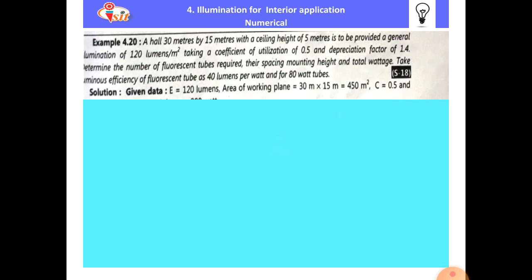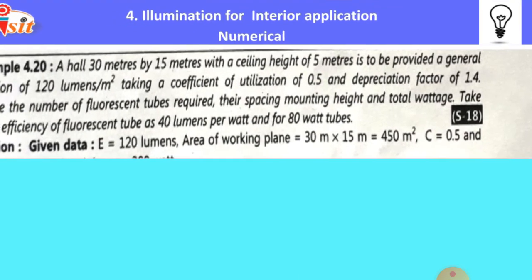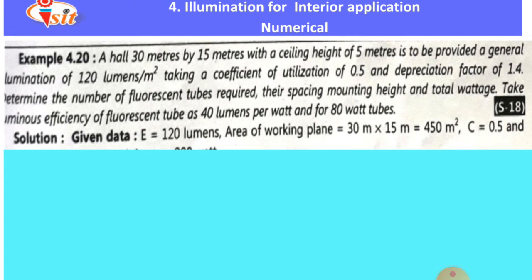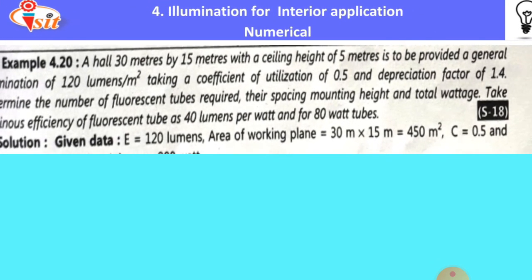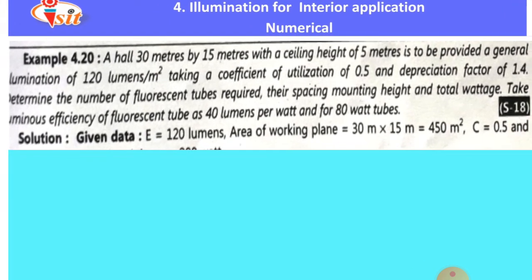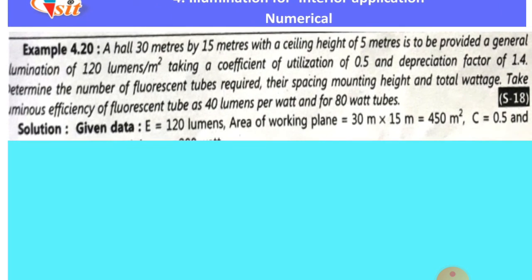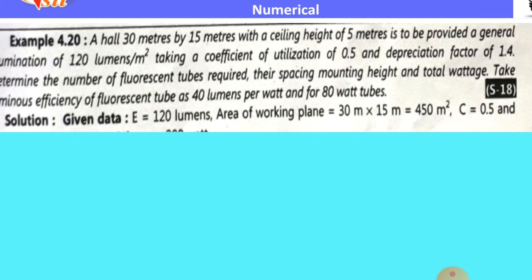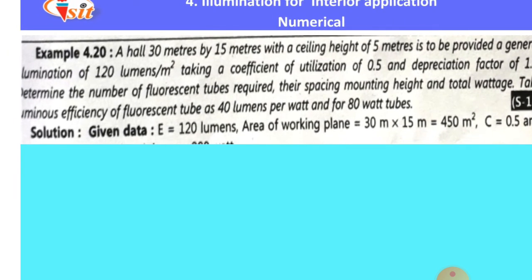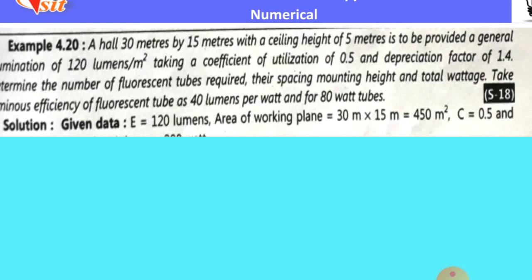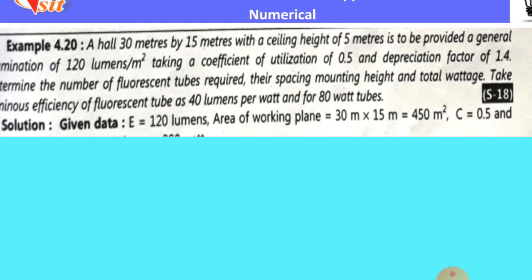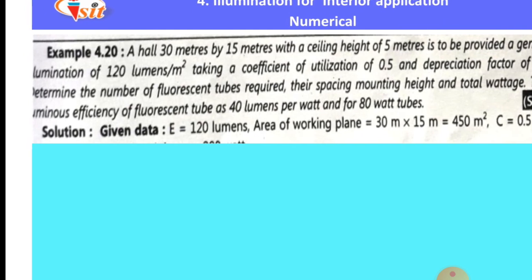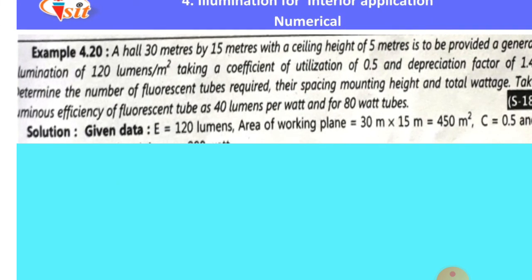Next problem is on a hall having 30 meter by 15 meter with a ceiling height of 5 meter, to be provided a general illumination of 120 lumens per meter square. Taking a coefficient of utilization of 0.5 and depreciation factor of 1.4. Determine the number of fluorescent tubes required, their spacing, mounting height and total wattage. Take luminous efficiency of fluorescent tube as 40 lumens per watt for 80 watt tubes.